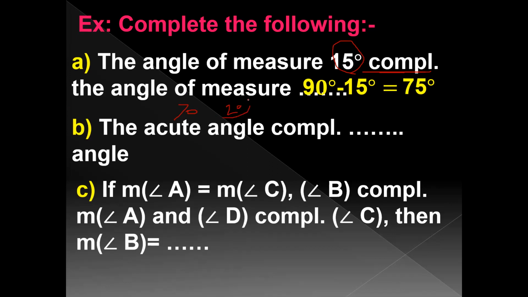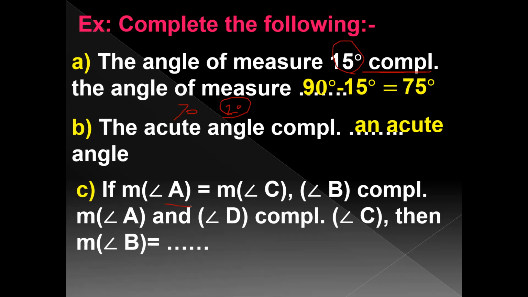So an angle with measure 20 degrees is an acute angle. The acute angle is complementary to an acute angle. If the measure of angle A equals the measure of angle C, and B complements angle A, and D complements angle C, then the measure of angle B equals the measure of angle what?